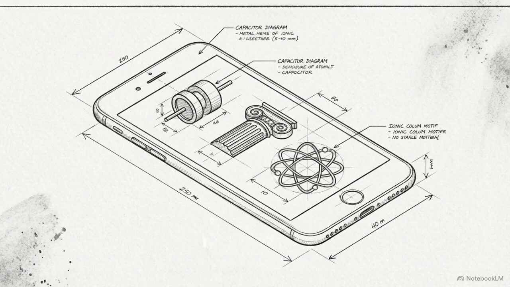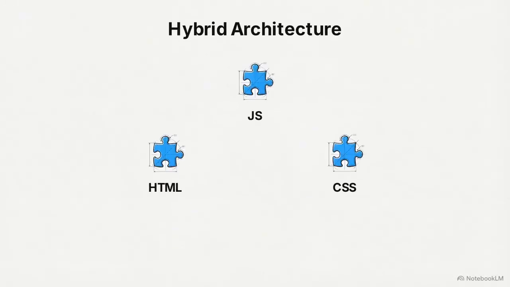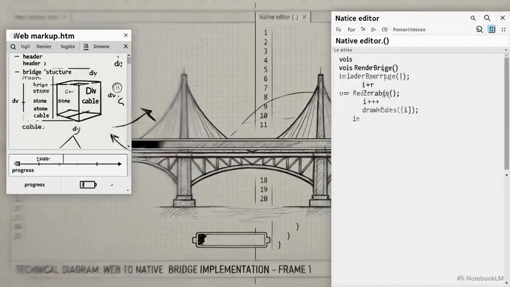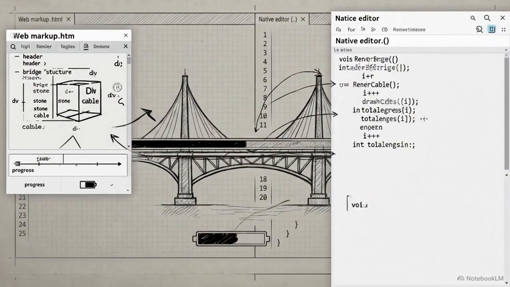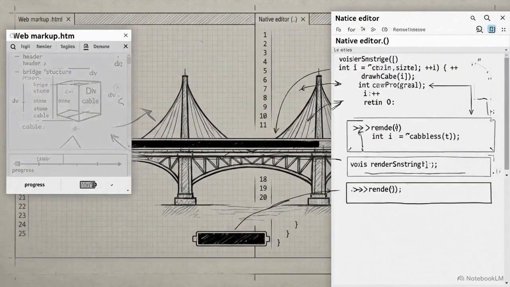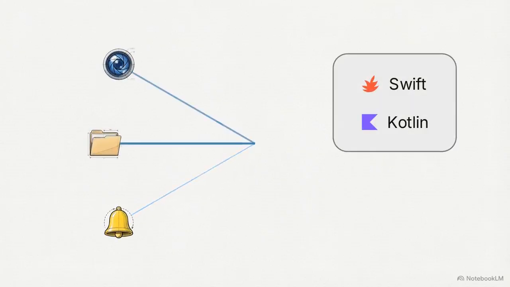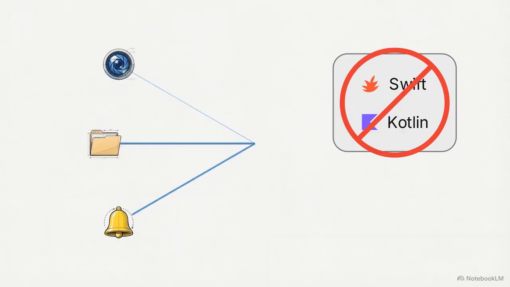This brings us to the strategic middle ground, the hybrid architecture, which uses cross-platform frameworks like Capacitor, Ionic, or React Native. Instead of learning Swift and Kotlin, your developers write a single code base using standard web technologies, HTML, CSS, and JavaScript. A translation framework, like Capacitor, acts as a bridge. It takes that web code and translates it into native SDK calls, providing direct access to the device's camera, file system, and push notifications, without requiring you to write a single line of Swift or Kotlin.